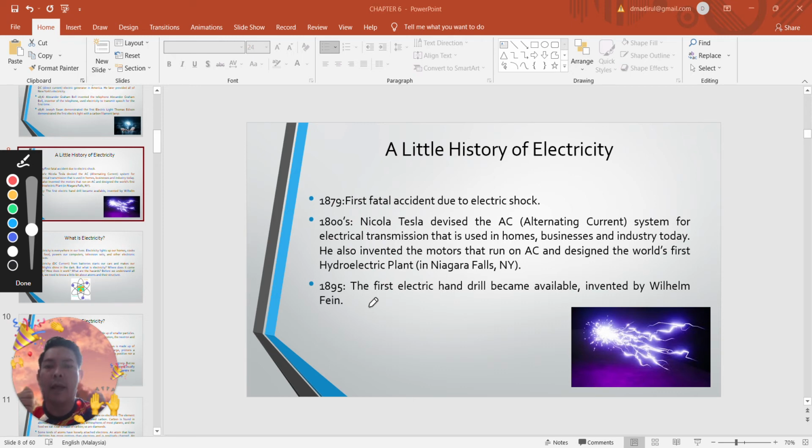Okay. In 1895, the first electric handrail became available. So the first electric handrail was invented by Wilfin. So as you can see, throughout this history, the knowledge regarding electricity has been developed progressively, and finally what was invented in the previous years can be seen and used by us in normal daily life.